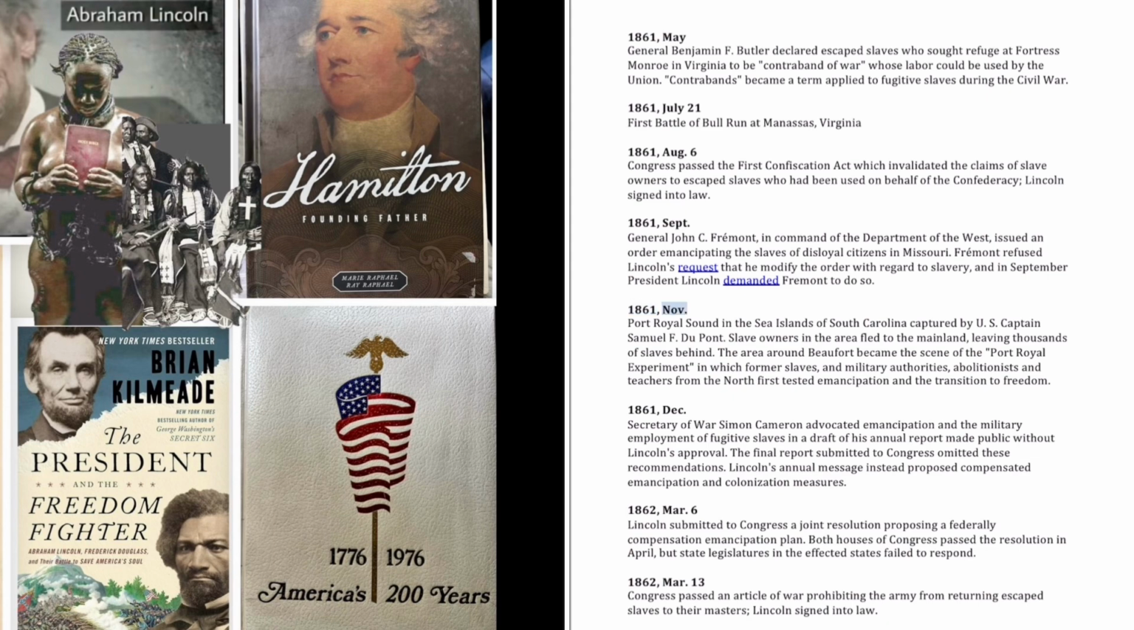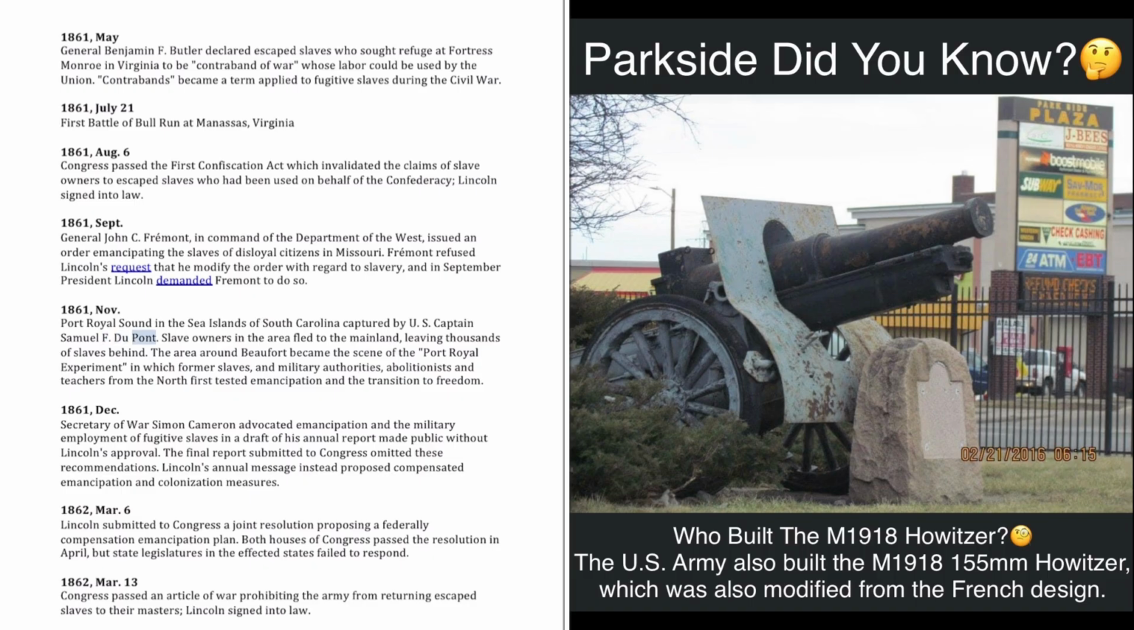1861, November. Port Royal Sound in the Sea Islands of South Carolina captured by U.S. Captain Samuel F. DuPont. Slave owners in the area fled to the mainland, leaving thousands of slaves behind. The area around Beaufort became the scene of the Port Royal experiment, in which former slaves, and military authorities, abolitionists, and teachers from the North first tested emancipation and the transition to freedom.